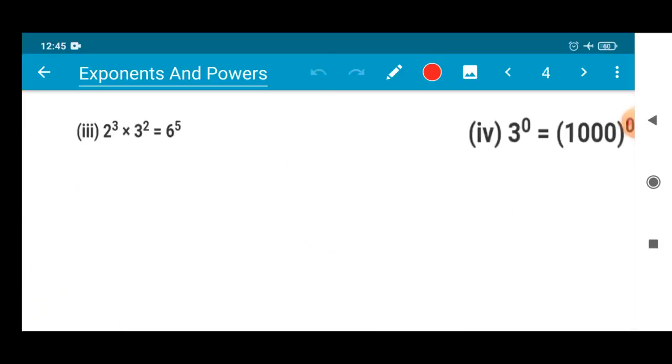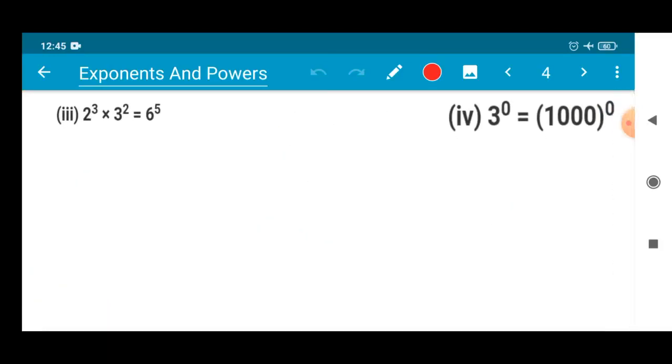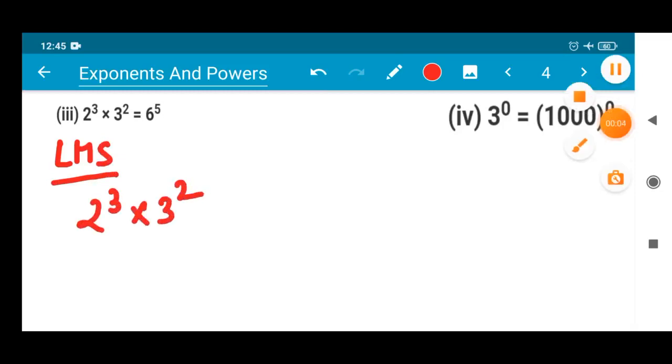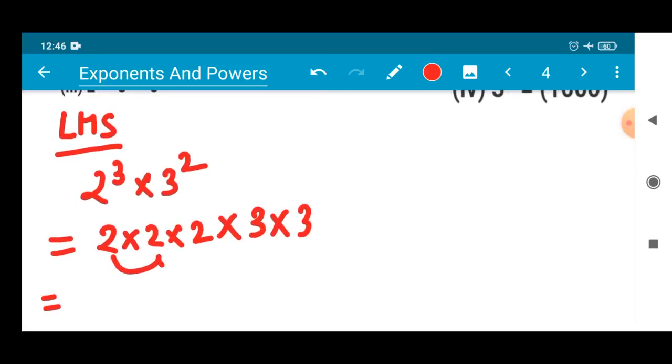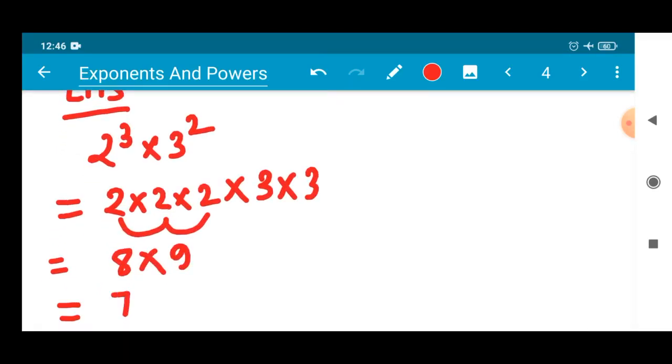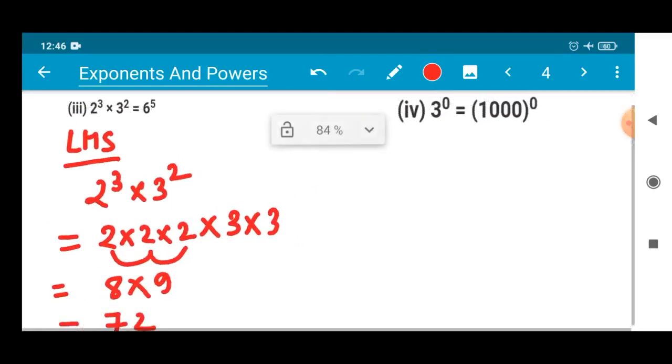Okay, proceeding to the next one. 2 cube into 3 square is equal to 6 to the power 5. Again here we have LHS and RHS, that is left hand side and right hand side. So let us solve LHS first, that is 2 cube into 3 square. 2 cube means 2 into 2 into 2, and 3 square means 3 into 3. If I simplify this, 2 fours are 8, 8 into 9 is 72. That means in the left hand side we got 72.